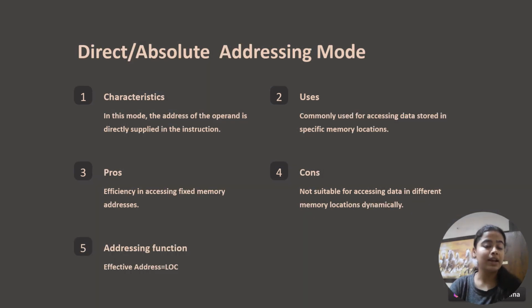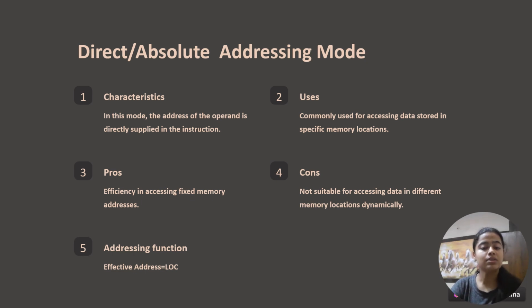Coming further, next we have the direct or the absolute addressing mode. Here, the address of the operand is directly supplied in the instruction into your memory. It is just the operand, and its address will be stored in it. It is commonly used for accessing the data stored in that specific memory location. Coming to the advantages, it is directly accessed, using the address of that operand. So it provides efficiency in accessing that fixed memory address, rather than any other variable or operand. So it is just faster.